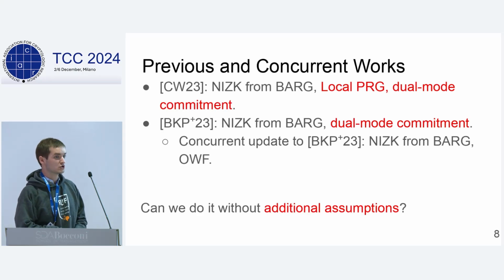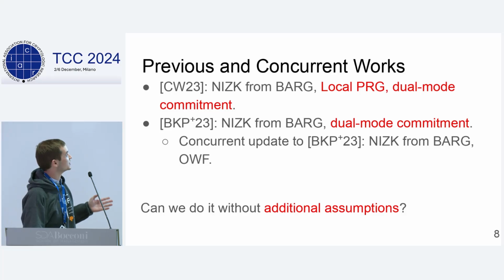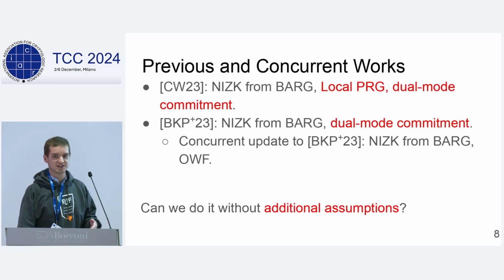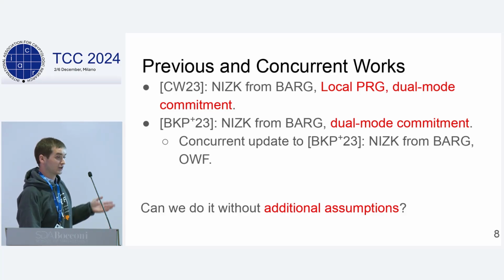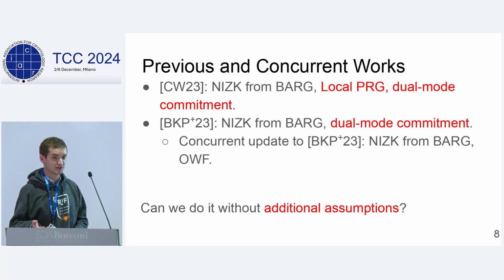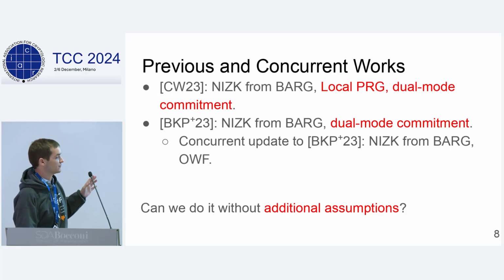There's the Champion-Wu construction from Crypto 2023 that got NIZKs from BARGs together with some additional assumptions, local PRG and dual mode commitments. And the Batansky et al. construction got NIZKs from BARGs together with dual mode commitments. And in a concurrent update to Batansky et al., they actually also get NIZKs from BARGs and one-way functions. But given these prior works, the question remains, can we do NIZKs from BARGs without these additional heftier assumptions?